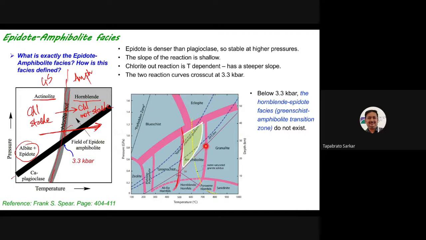In this range, we do not see that. If we cross this boundary, then epidote is completely gone, and we are left with only plagioclase and hornblende. Hornblende and plagioclase are definitely there, but along with that, if there is epidote, we call it the epidote amphibolite facies. Any questions on this?